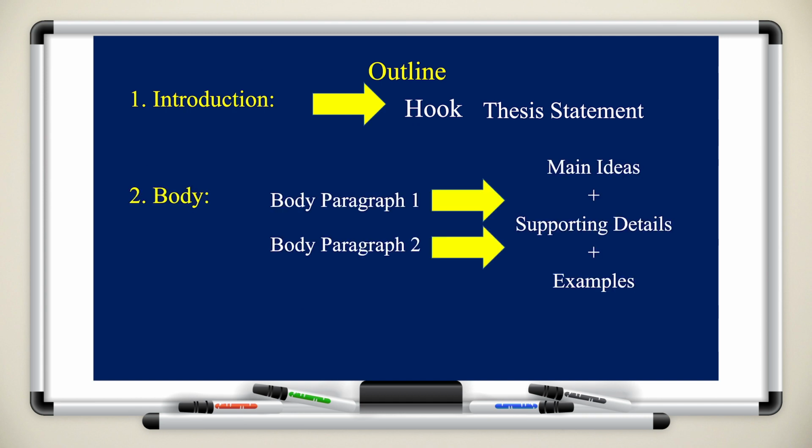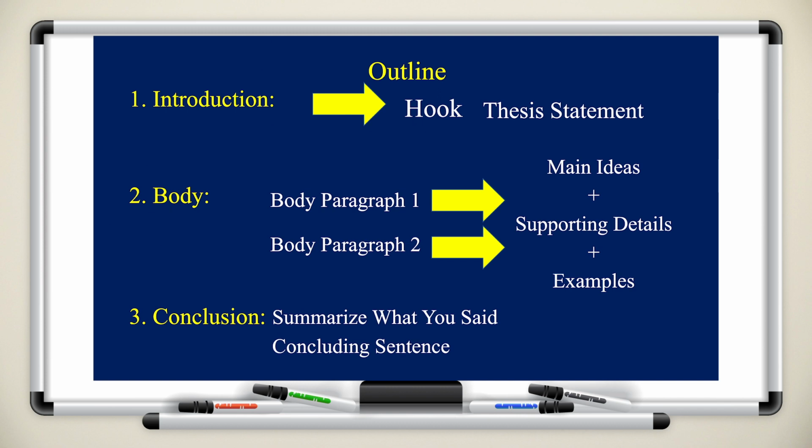The second thing you should write in the outline is the body, and the body is divided in 2 parts: body paragraph 1 and body paragraph 2, and both of them contain the same elements: main ideas, supporting details, and examples. The last thing is the conclusion. Summarize what you said or write a concluding sentence.